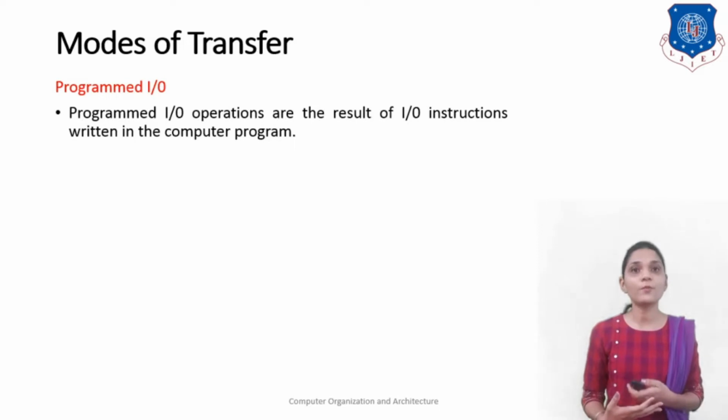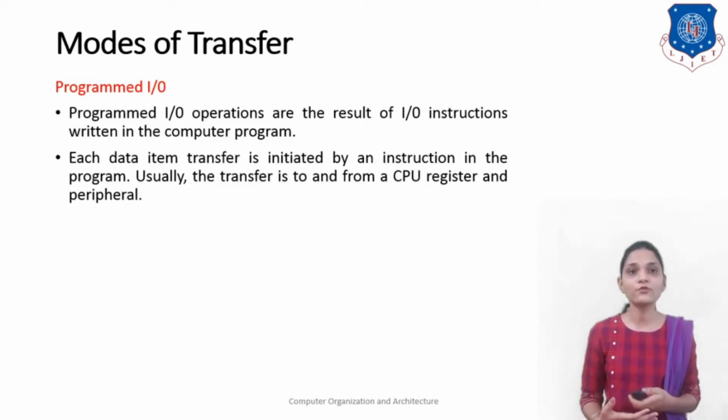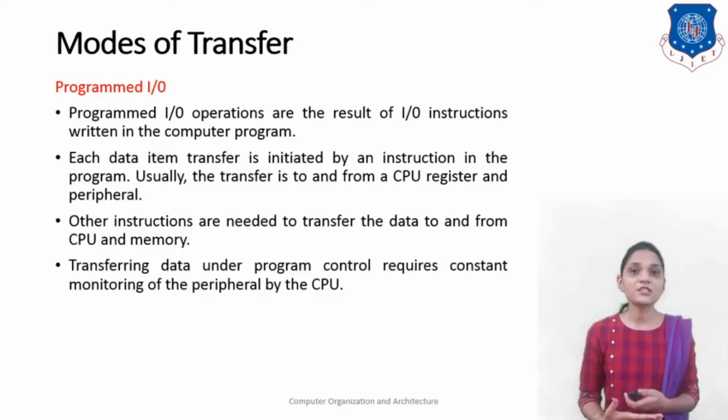The programmed I/O operations are the result of the I/O instruction written in the computer program. Each data item transfer is initiated by an instruction in the program. Usually the transfer is to and from the CPU register and the peripheral. Other instructions are needed to transfer the data to and from the CPU and the memory. Transferring data under program control requires constant monitoring of the peripheral by the CPU. So your CPU is going to be used constantly in this mode of transfer.